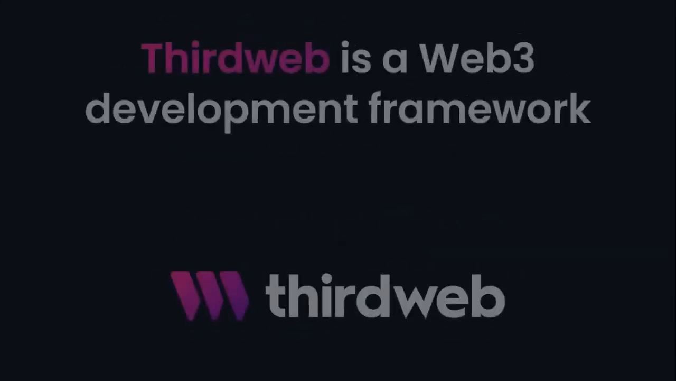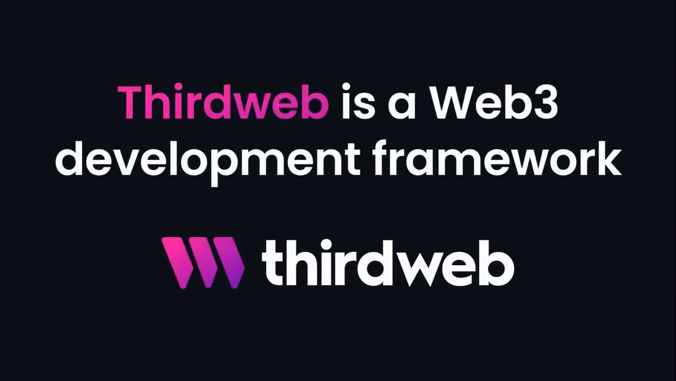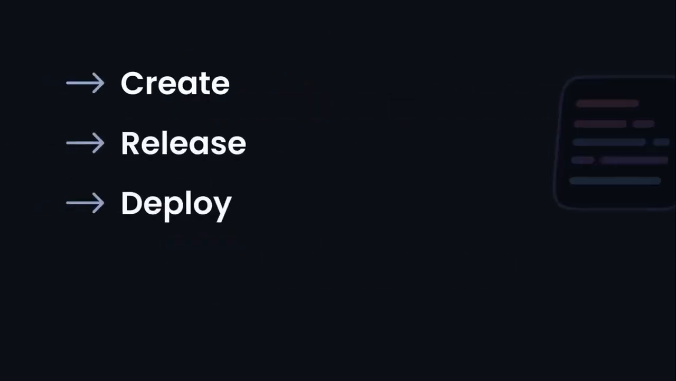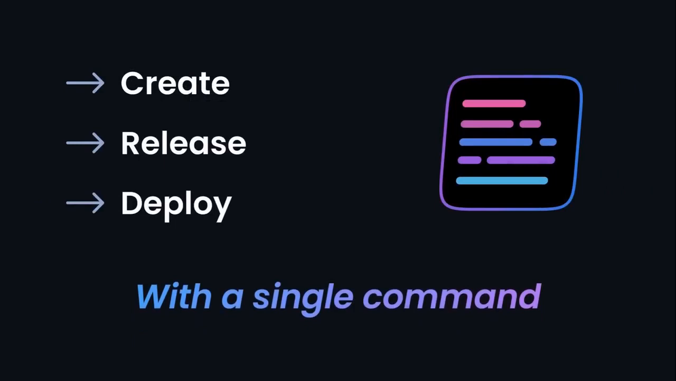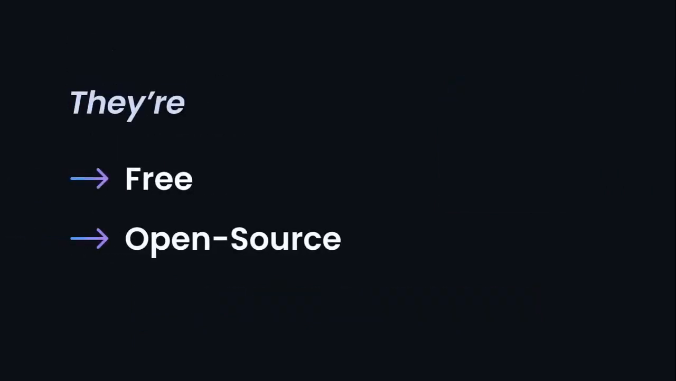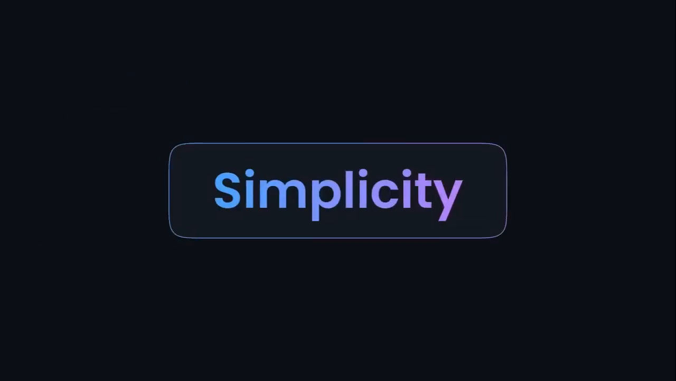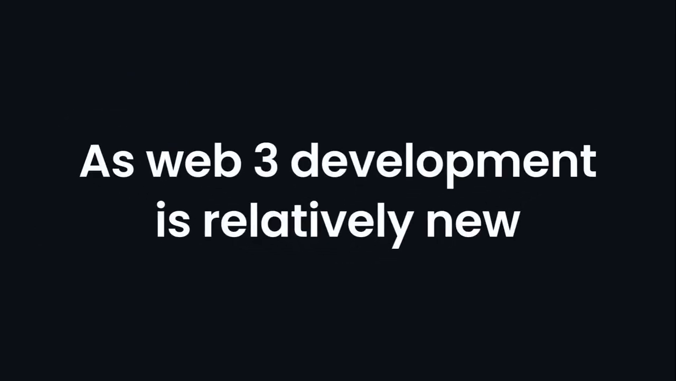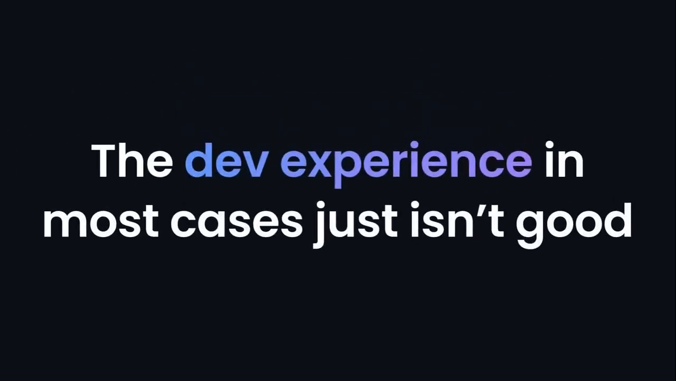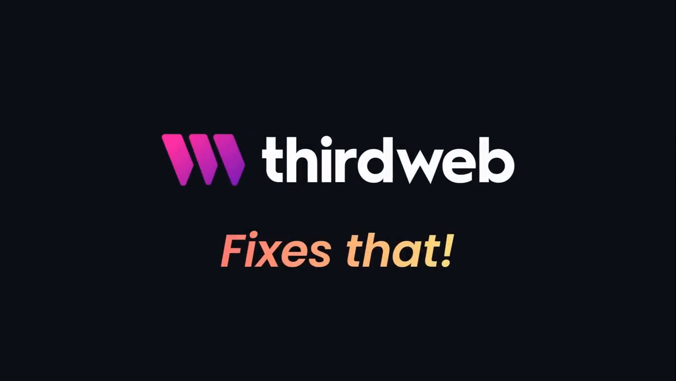And all of this is made possible by ThirdWeb. ThirdWeb is a Web3 development framework that allows you to create, release, or deploy your smart contracts with a single command. They are free, open source, and from a personal experience, their main benefit is simplicity. As Web3 is relatively new, the developer experience in most cases just isn't good, and ThirdWeb fixes that.